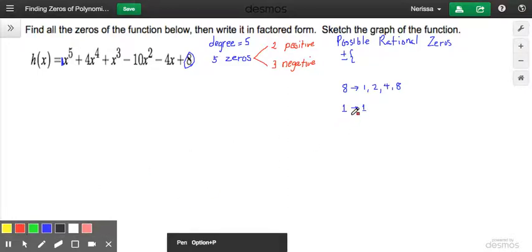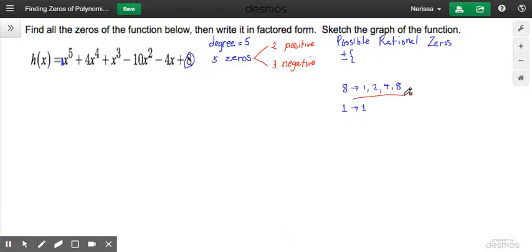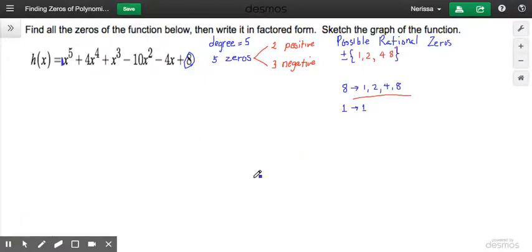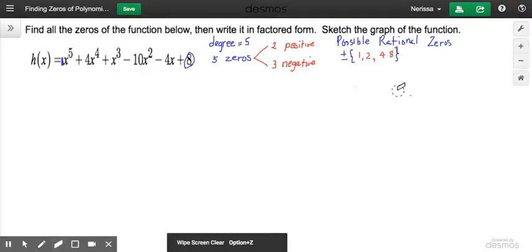Okay, then we are going to divide the factors of 8 by the factors of 1. So we'll just have 1 over 1, 2 over 1, 4 over 1, 8 over 1, and that's going to give us 1, 2, 4, and 8. So we have a small list of possible rational zeros. So these 5 zeros must be in this list.